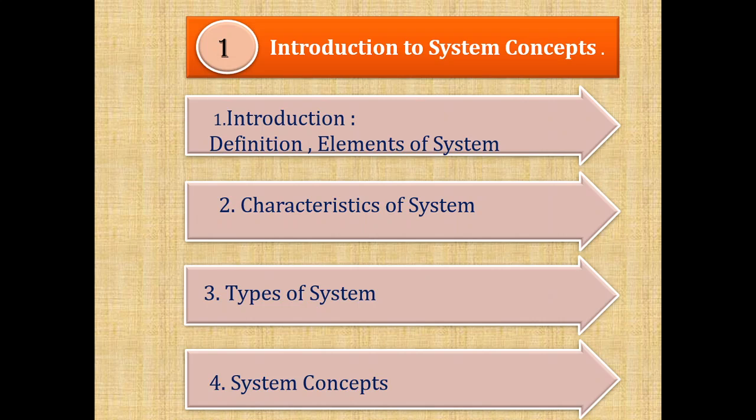So in all, in this first lesson, we are going to understand what is system, its definition, what are the elements of system, what are the characteristics of system, what are the different types of system, and what are the ideas or abstract concepts which are involved in the development of software. We are going to study under the topic system concepts. So this was all about our first topic that we are going to study for paper 3, software engineering.